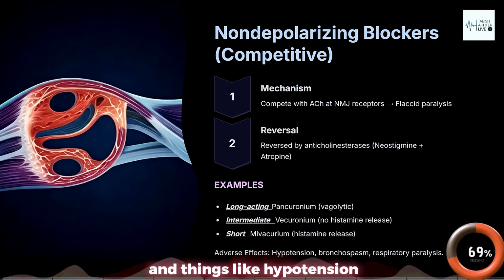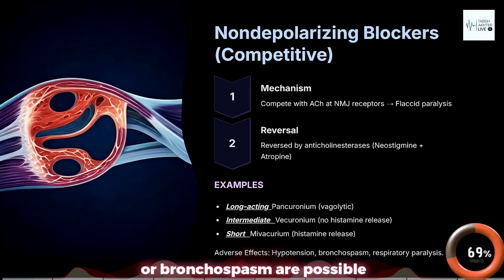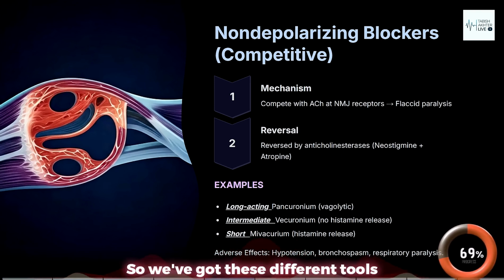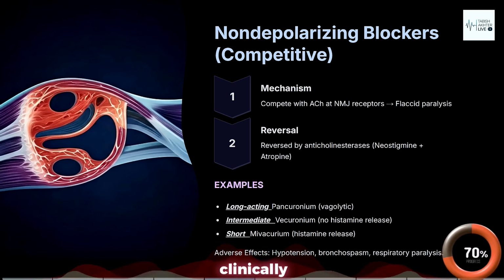And things like hypotension, the drop in blood pressure, or bronchospasm are possible, especially if there's histamine release. Careful monitoring is key. Right. So we've got these different tools. Where do they actually get used clinically?